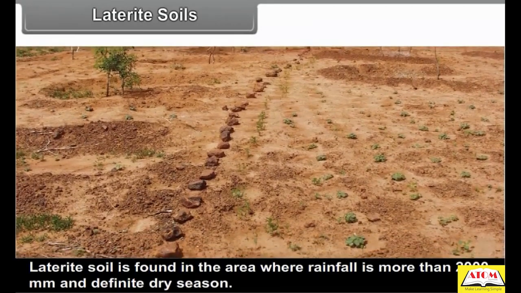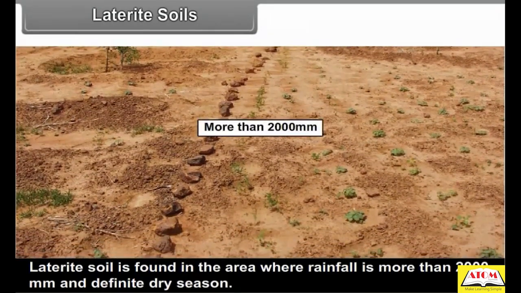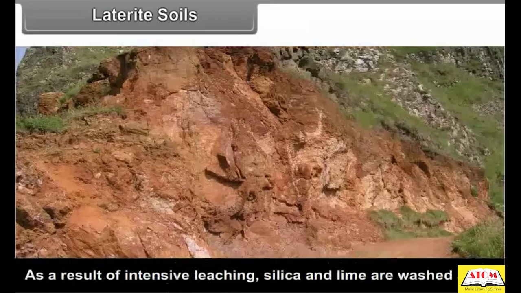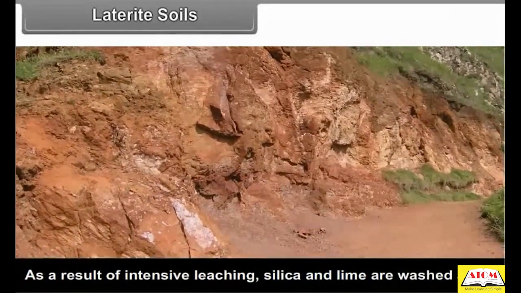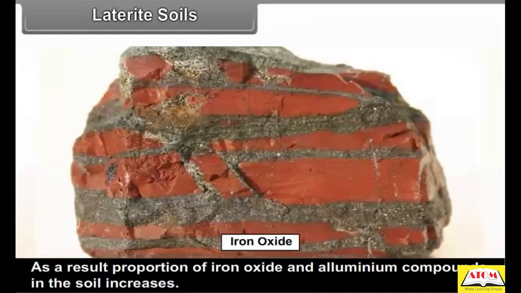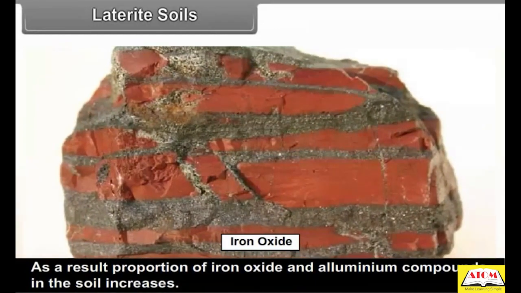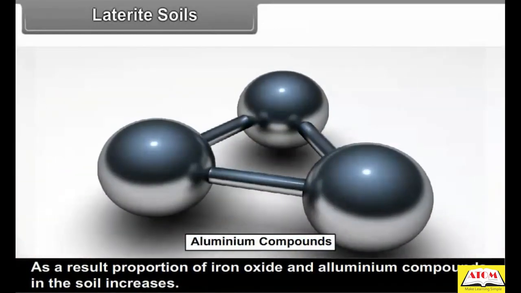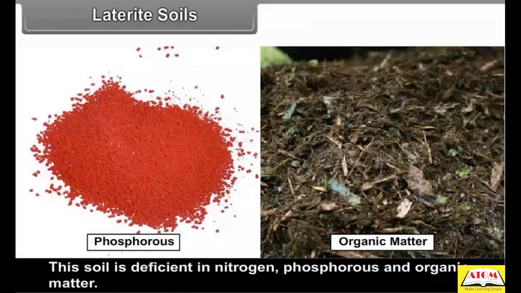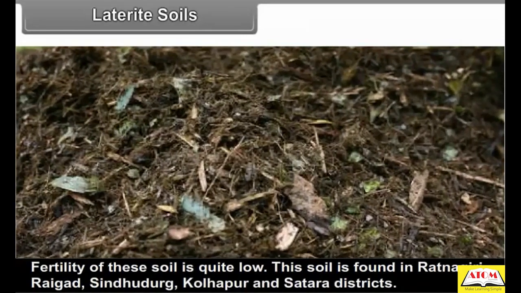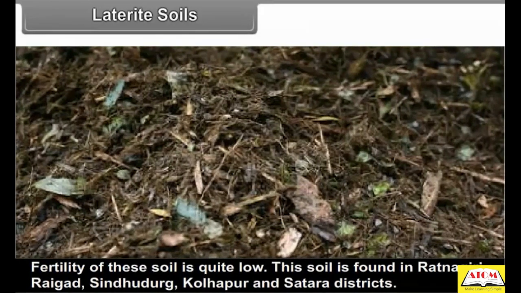Laterite soils. Laterite soil is found in the area where rainfall is more than 2000 mm with a definite dry season. As a result of intensive leaching, silica and lime are washed away. As a result, the proportion of iron oxide and aluminium compounds in the soil increases. This soil is deficient in nitrogen, phosphorus and organic matter. Fertility of this soil is quite low.